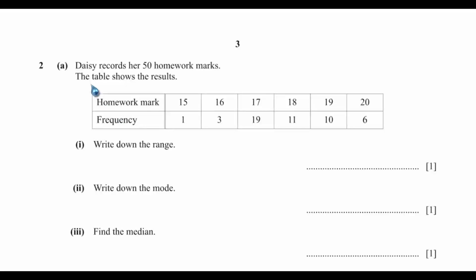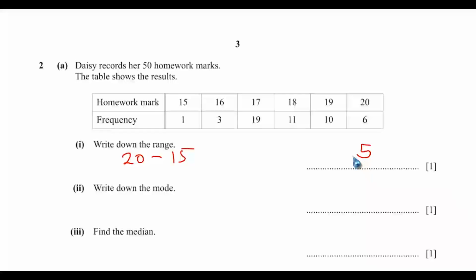Question 2, Daisy records 50 homework marks. The table shows the results. We have the table with the homework mark and the frequency. Write down the range. Of course, the range is equal to the biggest minus the smallest. In this case the biggest number here is 20 and the smallest number here is 15. So you can easily do 20 subtract 15, which means the range is equal to 5.